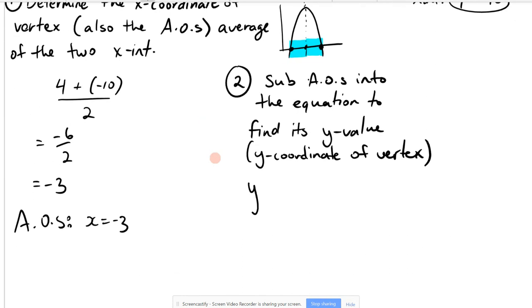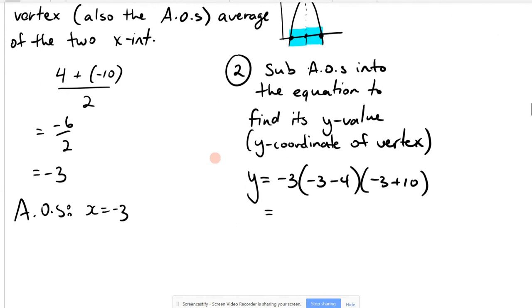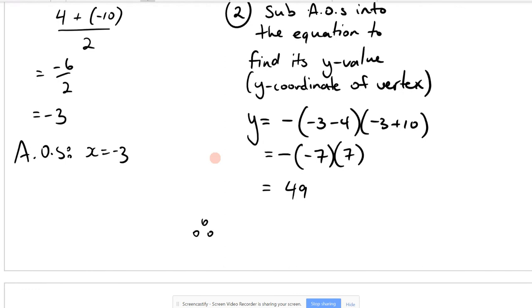So I'm going to take my equation, y equals negative. Where I have x, I'm going to replace it with -3. So -3 minus 4 in one bracket, and -3 plus 10 in the other bracket. My apologies, there's no -3 in front, it's just negative. So negative in the front, bracket -3 minus 4 is -7, and the other bracket, -3 plus 10 is +7. -7 times 7 is -49, times another negative, two negatives make a positive, so positive 49 is the y value. So therefore, the vertex is: the x value is -3, and the y value is 49.